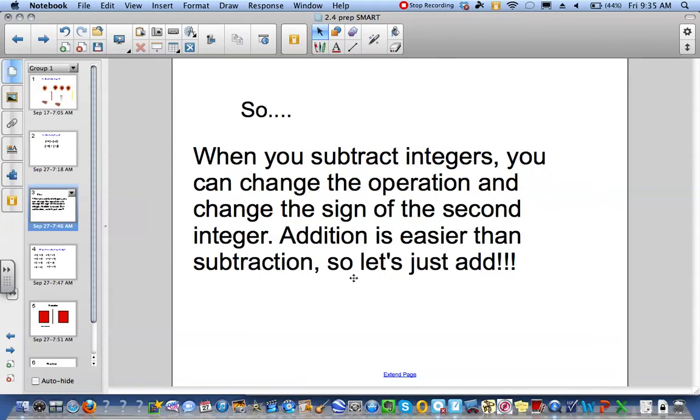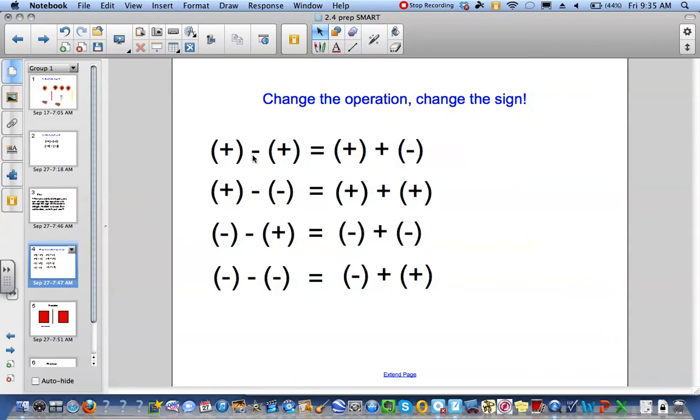So let's just add. When it comes to integers, subtracting negatives and positives from positives and negatives can get very confusing. So we are going to look at all subtraction questions when it comes to integers as addition questions. You change the operation, you change the sign of the second integer. So examples here, if I had a positive minus a positive, most people can do that, but you can change it to an addition question. Instead of subtracting a positive, you're adding a negative. Some people find adding easier, myself included. Most students do as well. You change the operation, you change the sign. When you subtract a negative, change the operation, change the sign, you add a positive.